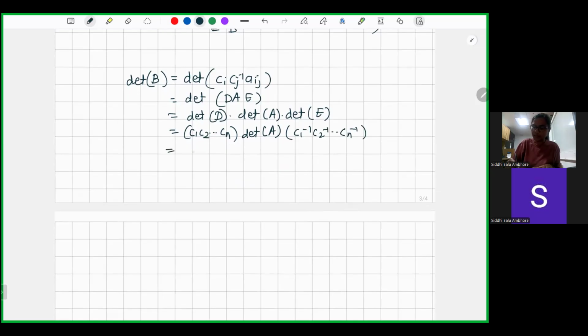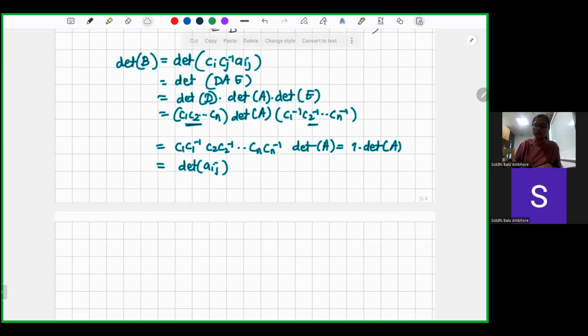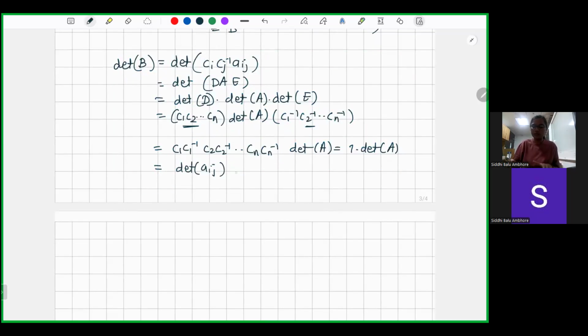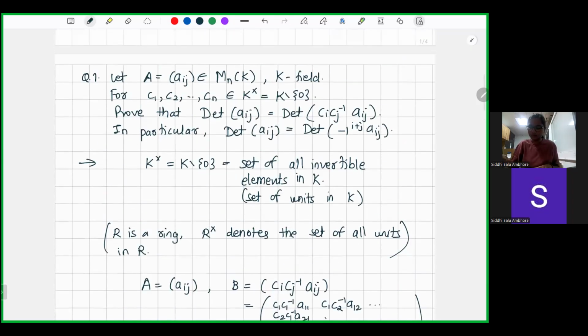So these are just numbers here. So I can club them and I get C1 C1 inverse, C2 C2 inverse, and so on, Cn Cn inverse, into the determinant of A. That is nothing but 1 into the determinant of A, and A is nothing but just this Aij. So that's what we are asked to prove. Okay, so we are done now. The first part of the proof is now done.